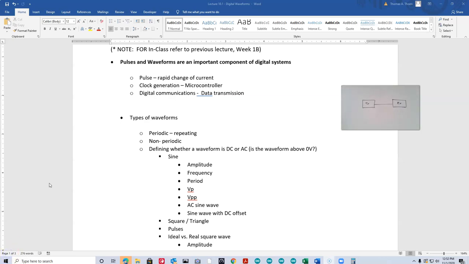Digital communications is another important area where we're looking at waveforms and pulses. For example, data transmission. If we're transmitting data from one device to another over some digital medium, usually we have a series of pulses that are used to transmit the data. TX and RX are abbreviations for transmit and receive.